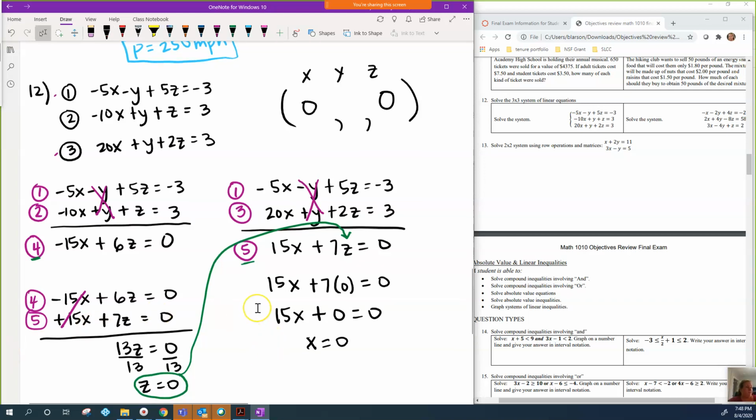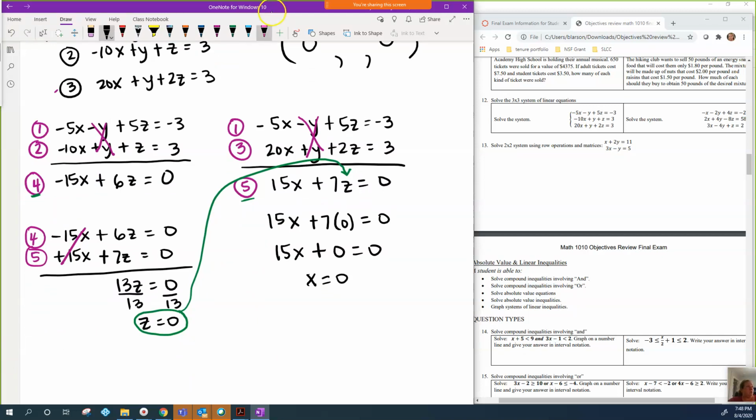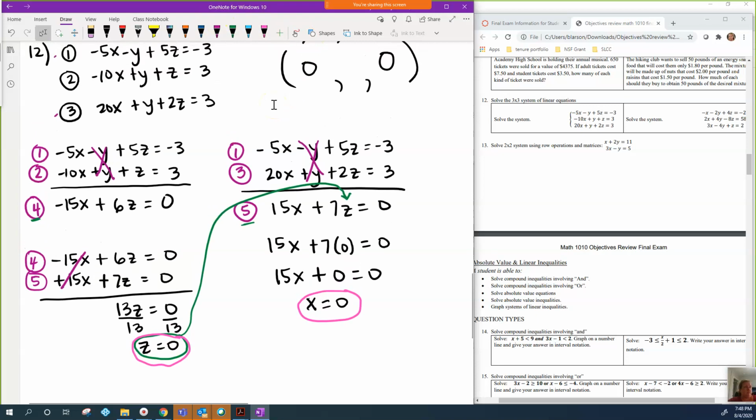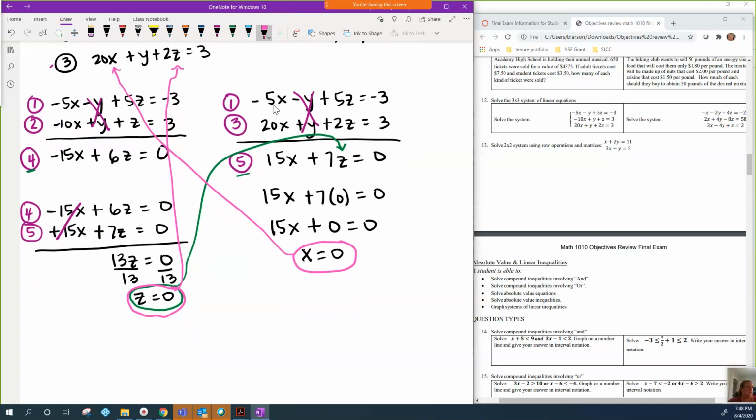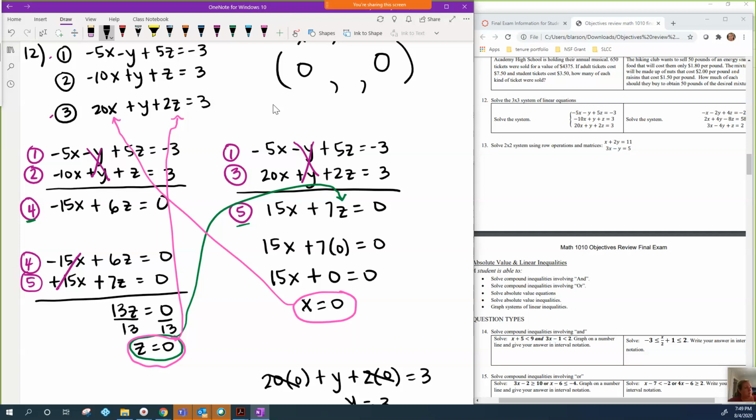All right, and now I still need to solve for y. So I take what I got for z and x, and I'll put those back into one of the original equations so I can solve for y. And it doesn't matter which one I put it into. Maybe I'll just put it into equation 3 here. All right, so I can scroll this down and we can see it a little bit better. So I'll have 20 times x, which is 0, plus y, plus 2 times 0 equals 3. Well, that's just going to be 0. That's just going to be 0. So I'm just left with y equals 3. So I'll put that in place of y. And so there is my ordered triple. Right? 0, 3, 0.